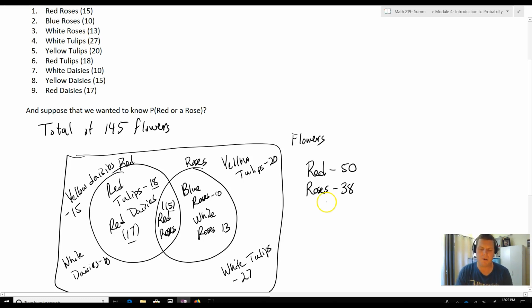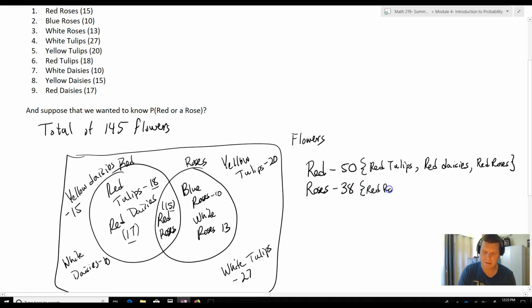In the red grouping, what are the things that are in it? We have red tulips, we have red daisies, and we have red roses. And then in our roses group, we have the red roses, the blue roses, and the white roses.